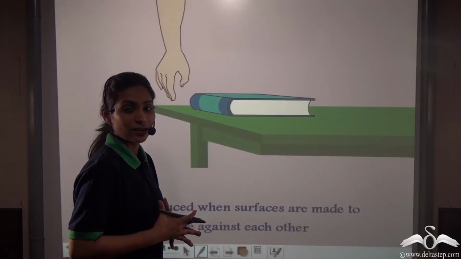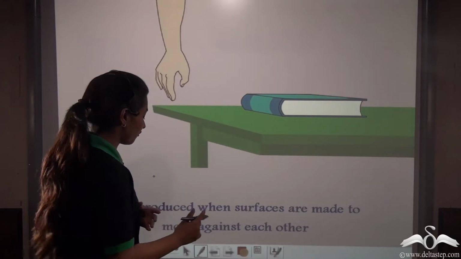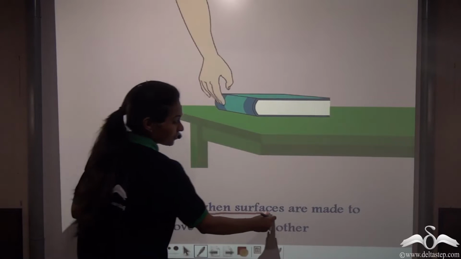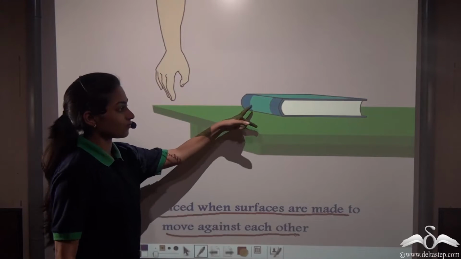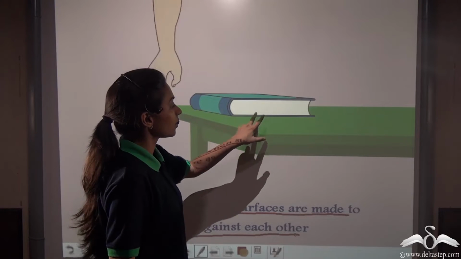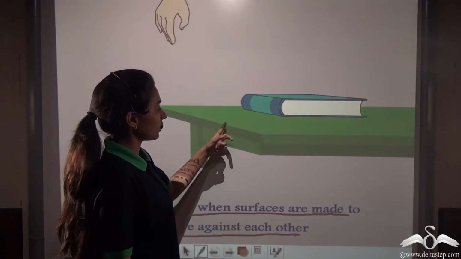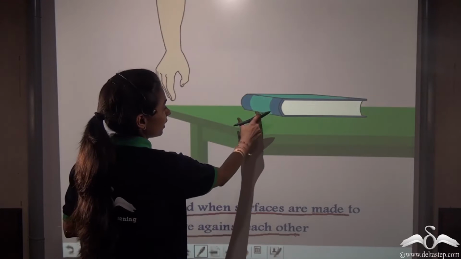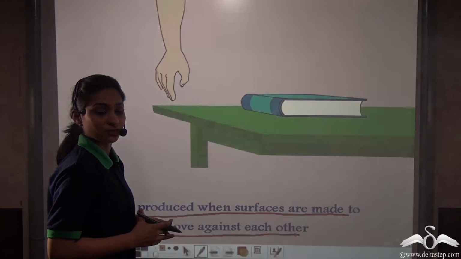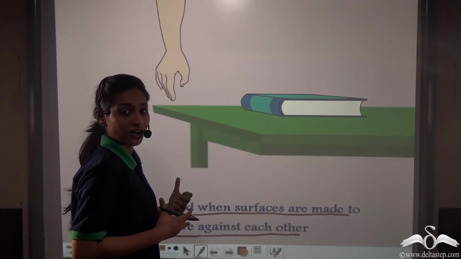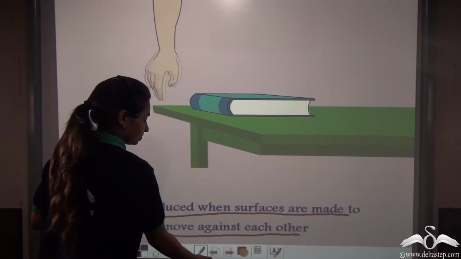We have already studied what friction is. Well, friction is produced when surfaces are made to move against each other. When two surfaces rub against each other, they cause friction. Just like in this example, you can see that the rubbing of the book and the table is causing the force of friction. Now let us see how this friction is created on a large scale.